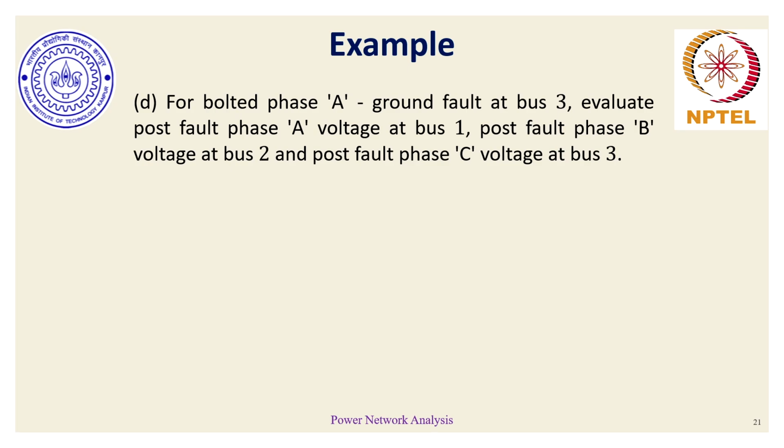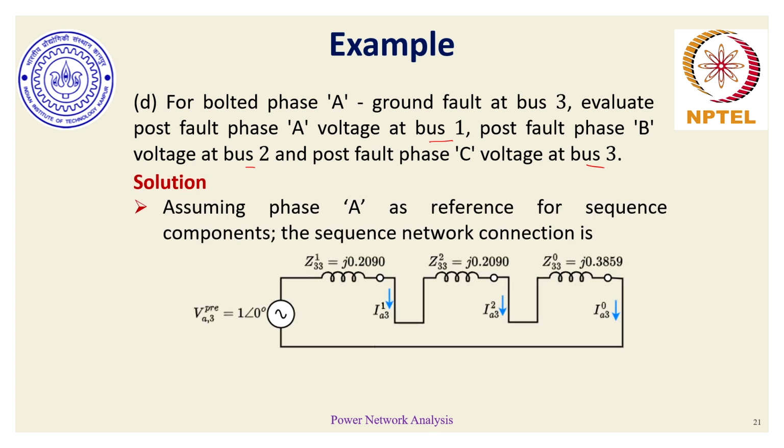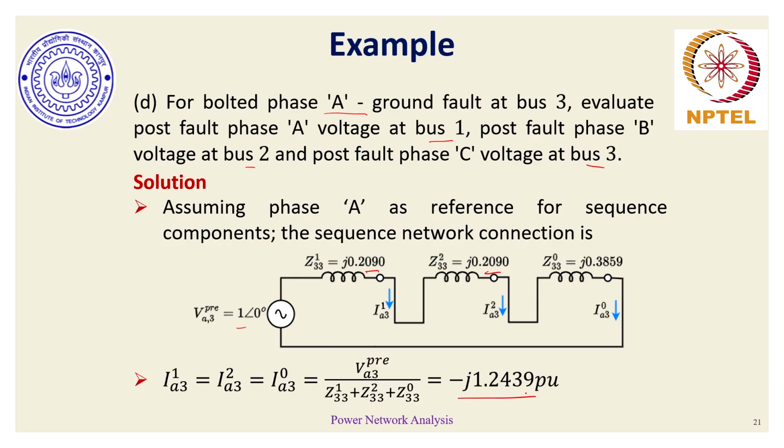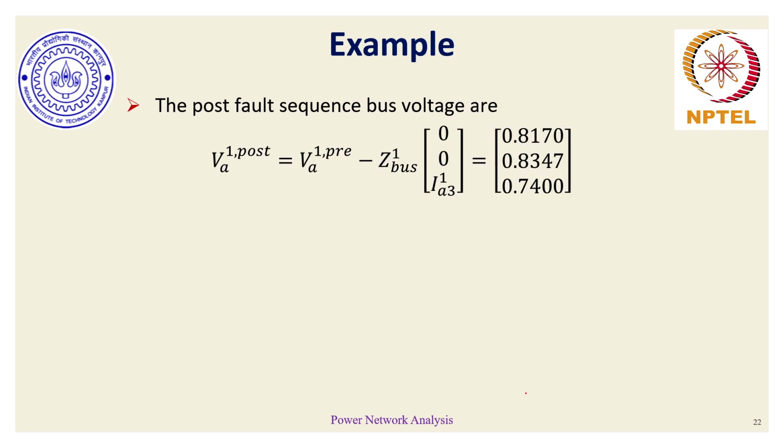So the last bit is that for a phase to ground fault at bus 3, we have to find the post fault voltages at bus 1, bus 2 and bus 3. It is just an enumerated combination that is given here. So assuming phase A as a reference for an A to ground fault, all the sequence networks or components would be in series. We know the impedances, we know the pre-fault voltage, so we can find the corresponding sequence currents. Once we know the sequence currents, we can apply Thevenin's voltage to find the sequence voltages.